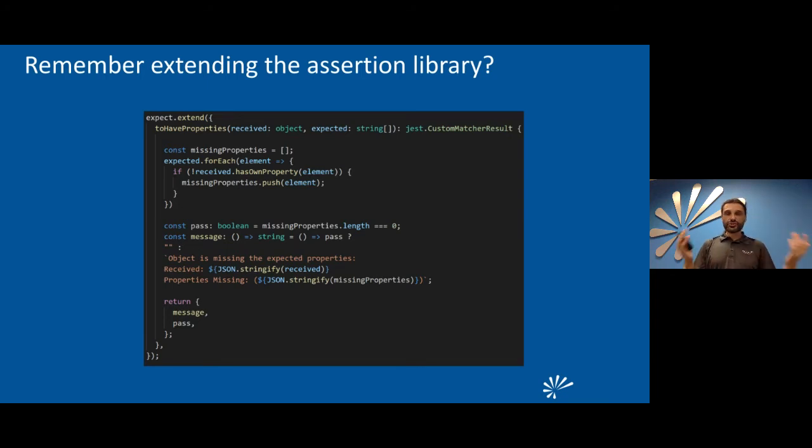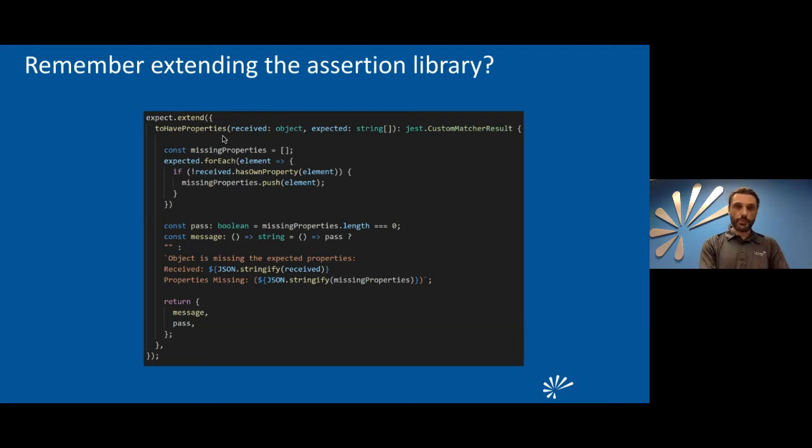Remember extending the assertion library, or learning about your assertion library. All of the assertion libraries out there support some sort of creation of custom matchers or custom assertions. In this case, the test that we were looking at is using Jest as the test framework, and Jest supports extending its assertion library by creating custom matchers. The way to do that is you create expect.extend, and then here's the name of the thing that you want to support.